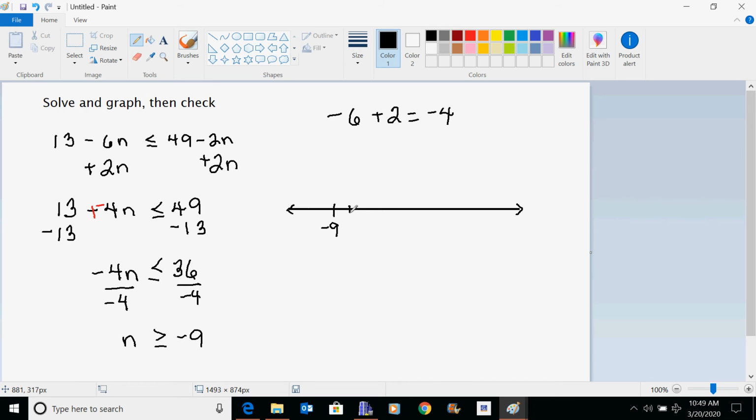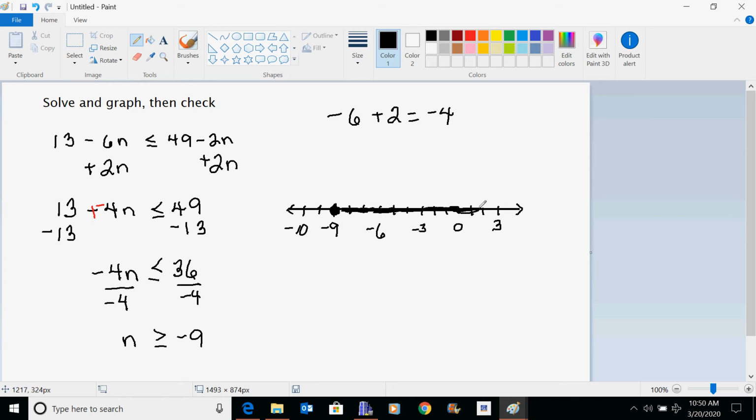8, 7, 6, 5, 4, 3, 2, 1, 0, 1, 2, 3. Okay, so we've got all of these numbers here, -1, -2, -3, 4, 5, 6. I've established a pattern here, so you don't have to put in every number. But I want you to be able to see something. First of all, because the extra little line is there, we have a colored in circle rather than an open circle. So greater than or equal to -9 goes over here.